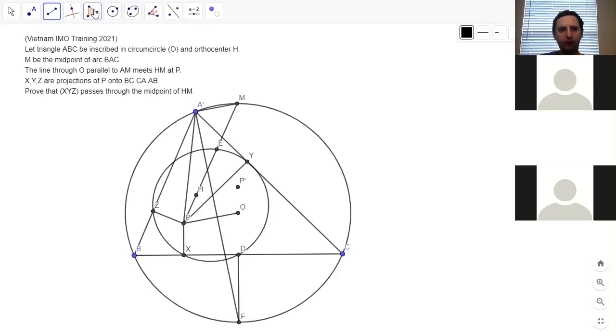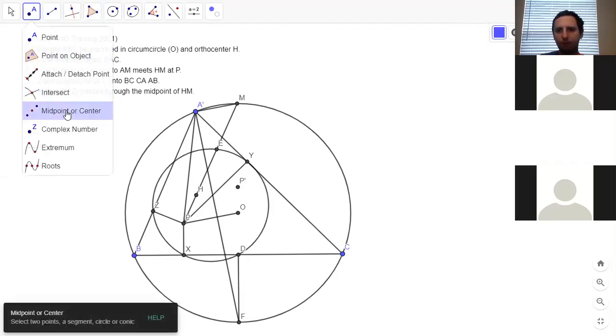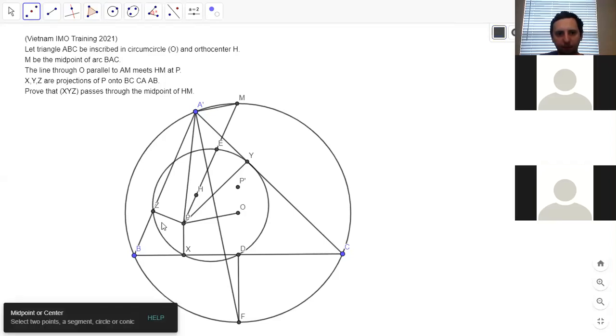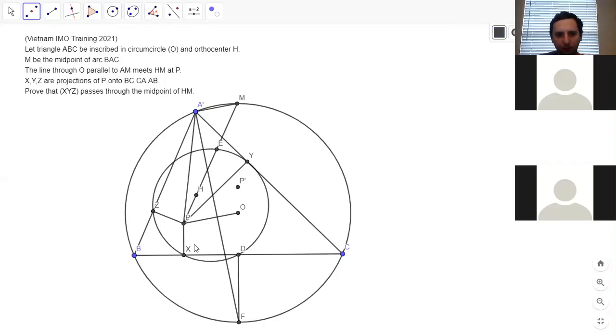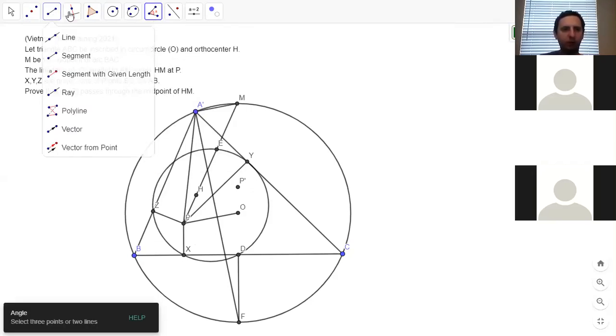So I think the midpoint of PP. We need to prove that XP is the angle bisector of ZXY. If we prove it, then we can prove that P prime is on ME, I guess. Is it E? Or F? F. Interesting. Right. So PX is the angle bisector of ZXY? Or we want to prove that? Yeah, we want to prove it.